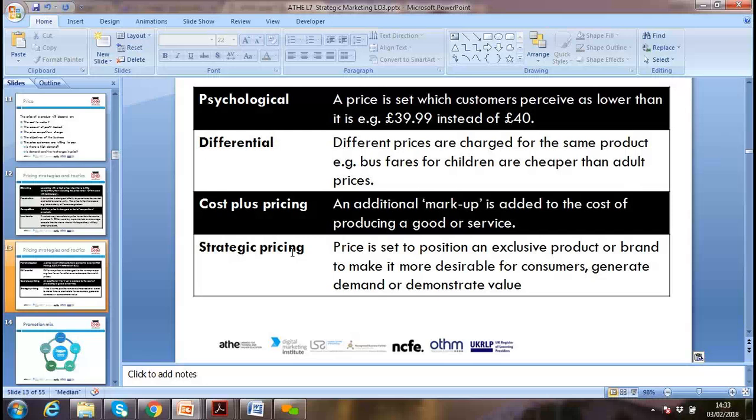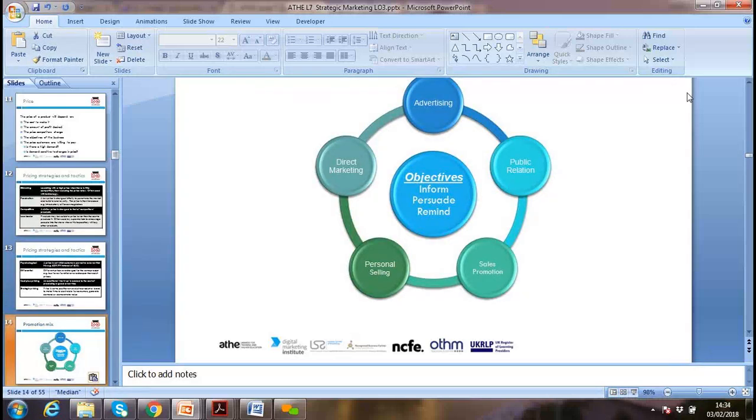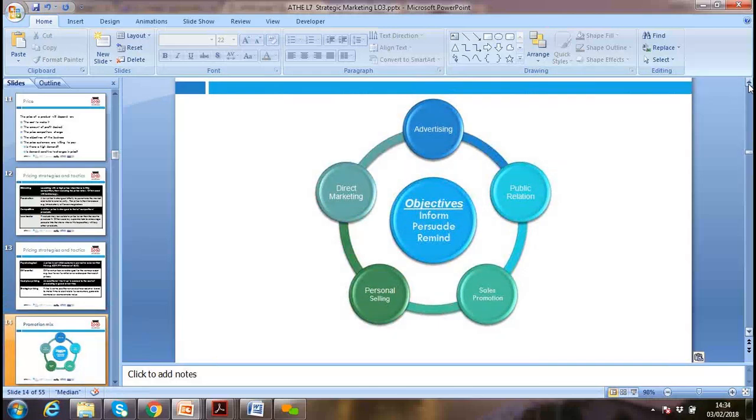Strategic pricing is where the price is set to position an exclusive product or brand, which in the long term is desirable for the consumer and generates demand or demonstrates value. So that could be the focus of the pricing. The promotional mix covers different promotional techniques we can use, and we can make different strategies for action planning.